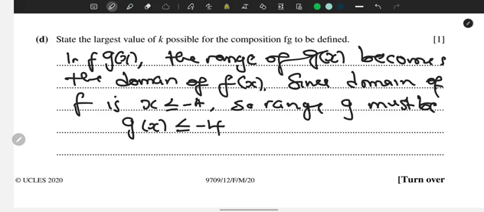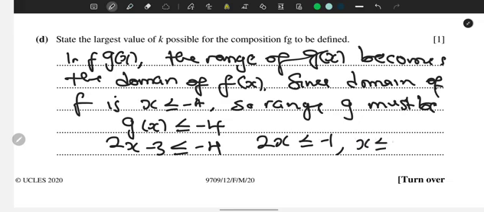So this is what we are going to use to find k. Where g of x, we have that already to be 2x minus 3, then less than or equals to minus 4. So from here you have 2x less than or equals to minus 1, and x less than or equals to minus 1 over 2. We are looking for the largest, which implies x is minus 1 over 2, which is k equals minus 1 over 2. So that is the largest value of k we can obtain here.